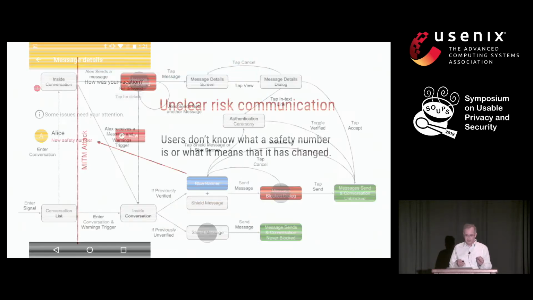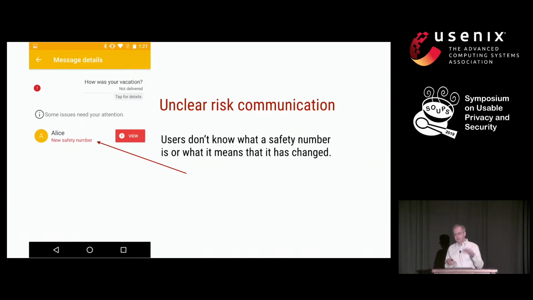Okay. So we took all of this and put this into a user study. We walked users through different scenarios and then investigated what their perceptions of risk were and response efficacy and whether they understood what was being shown here. And what we found was some really unclear risk communication. If you take a look at this warning here, it's saying that some issues need your attention and Alice has a new safety number.